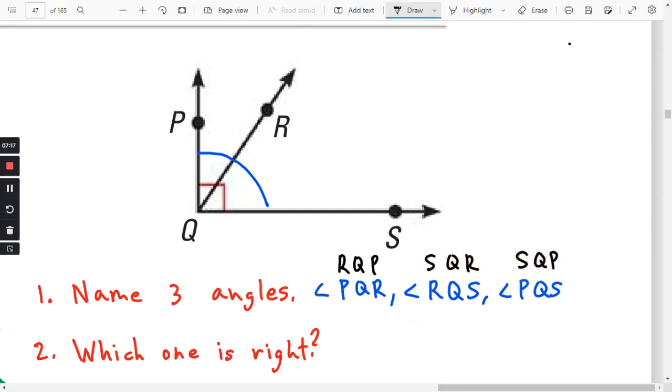All right, same thing. And which one is the right angle? Well, that is the whole thing. We see the right angle symbol right here, that little square. So that is PQS. Or you can say SQP, same thing.